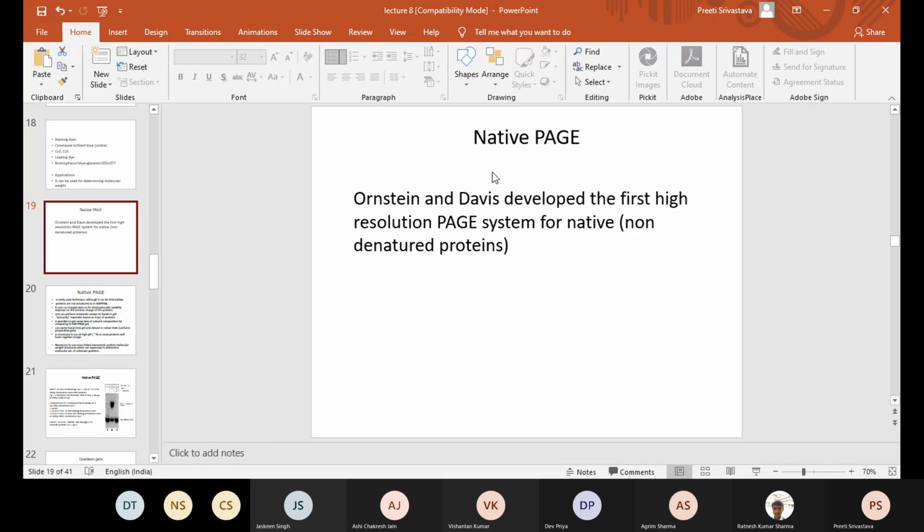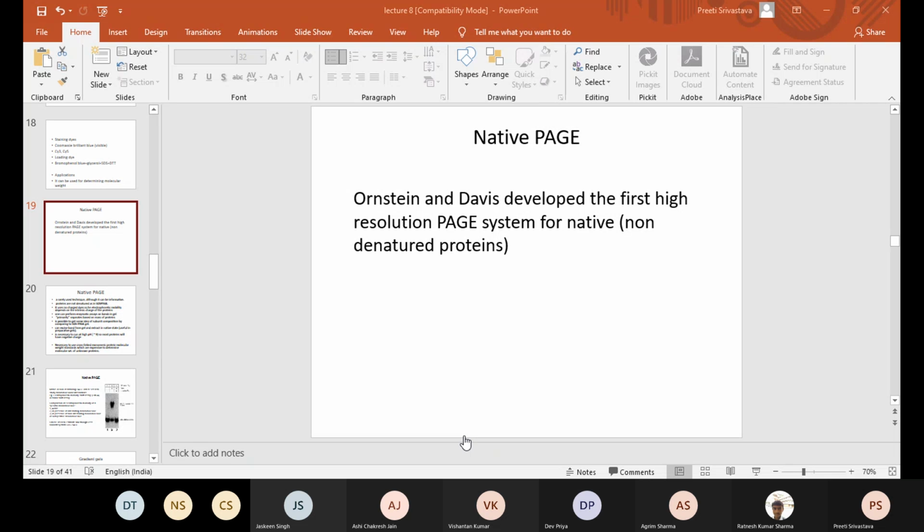So native PAGE, as the term itself says, the proteins are separated based upon their native conformation. That means no SDS, no DTT, no beta mercaptoethanol, right? So in this case, you can separate the proteins based upon their conformation. Or for example, if you have a protein complex, like the pyruvate dehydrogenase complex you have studied in biochemistry, which has multiple proteins, you can separate the whole complex as well.